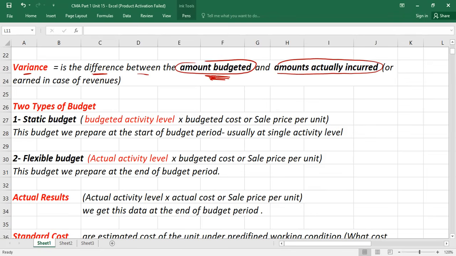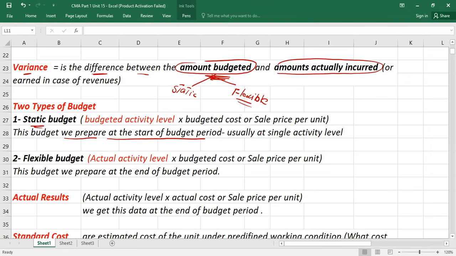Which budget do we have to use here? There are two types of budget. One is called static budget and the second is called flexible budget. So what's the difference between static budget and flexible budget? Guys, please remember, the static budget we always prepare at the start of the budget period. This is also sometimes called the master budget.